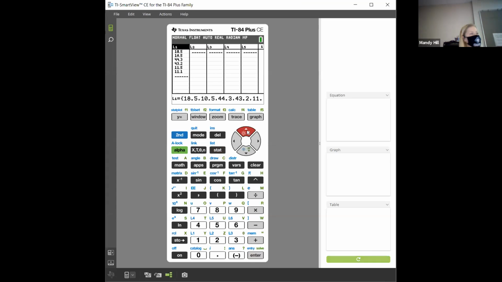So I'm going to arrow up. I'm going to hit clear, which is right below the arrows, and then hit down. So it'll clear out that list 1 for me. So I highlighted list 1, I hit clear, arrow down, it'll clear out that list for me. I'm going to type in supplier A. I'm going to let that be list 1. Supplier B, I'm going to let that be list 2.